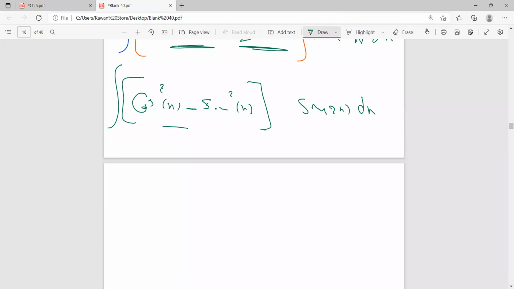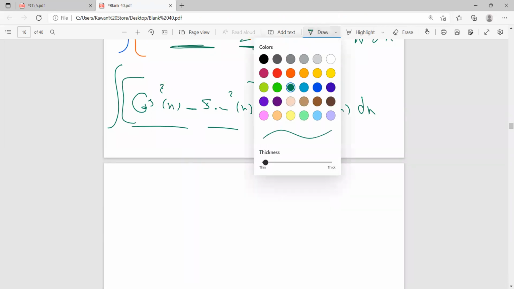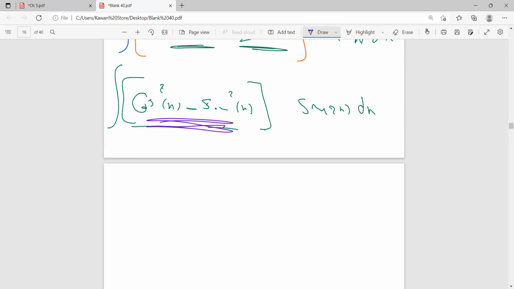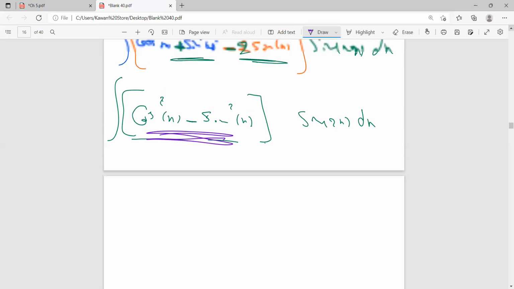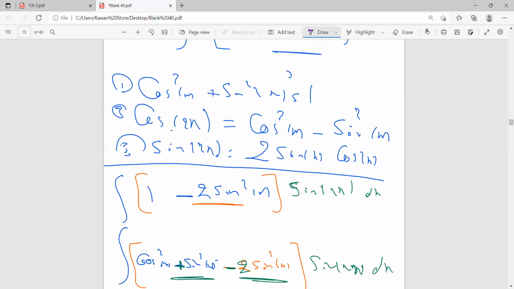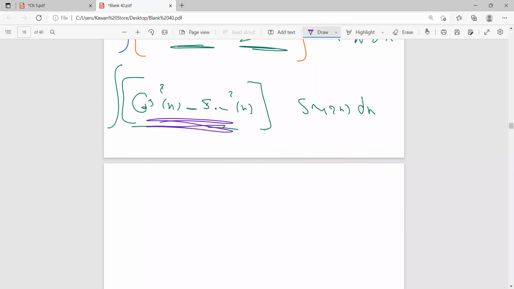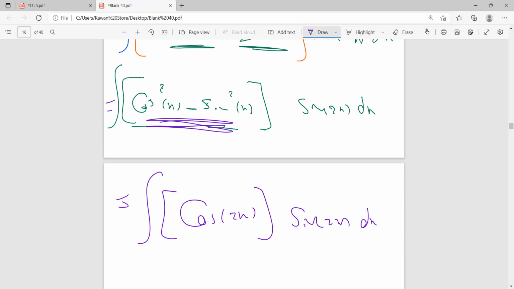And cosine square minus sine square is equal to what? I gave you the second rule. Look at the second rule. Cos 2x, right? So I am changing that one into cosine 2x. And here we have sine 2x outside. Now it's easy. In the previous one, if you cannot solve it, you are right, but here you can solve it.